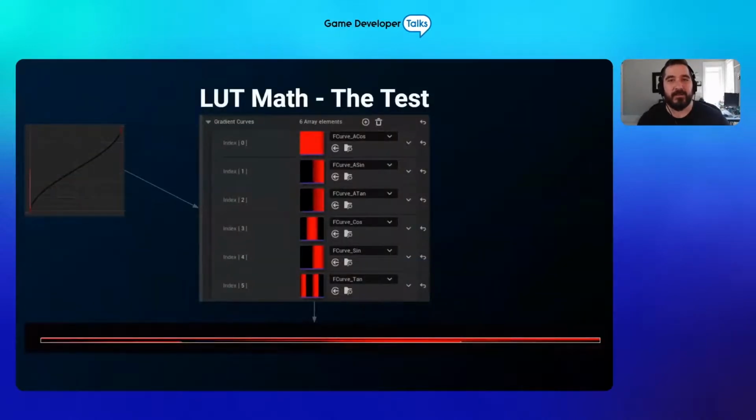So for this test, I used Unreal Engine's curve atlases to create lookup tables effectively for sine, cosine, tangent, arc cosine, arc tangent, and so on.